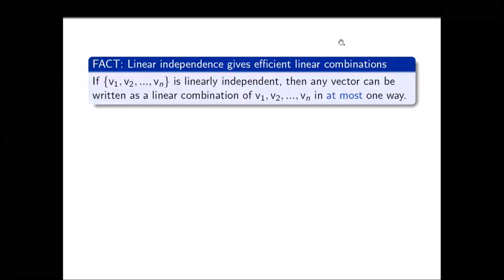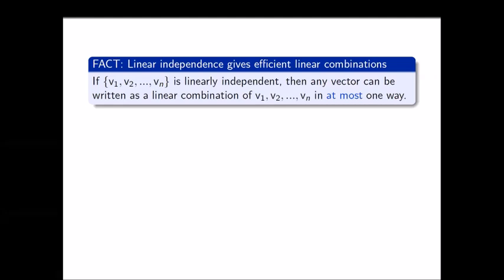Now here's a little fact. If V1 through Vn is a linearly independent set of vectors, then any vector can be written as a linear combination of V1 through Vn in at most one way. So you can either write any given vector as a linear combination of V1 through Vn in exactly one way, or you cannot write it as a linear combination of these vectors.